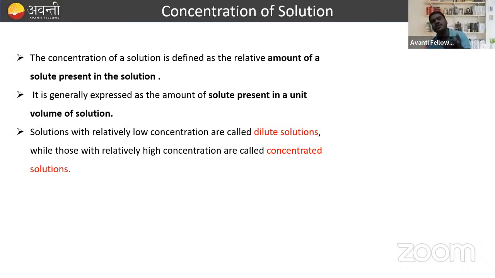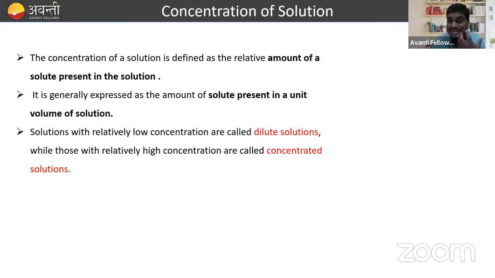If someone gives you an unknown solution and asks you to find the concentration, that is, what mass is dissolved in this liquid, by giving some criteria or condition, then by using the concentration of the solution you can identify the amount of solute present in the particular solution. So concentration of solution means what, beta? The concentration of solution is defined as the relative amount of a solute present in the solution.